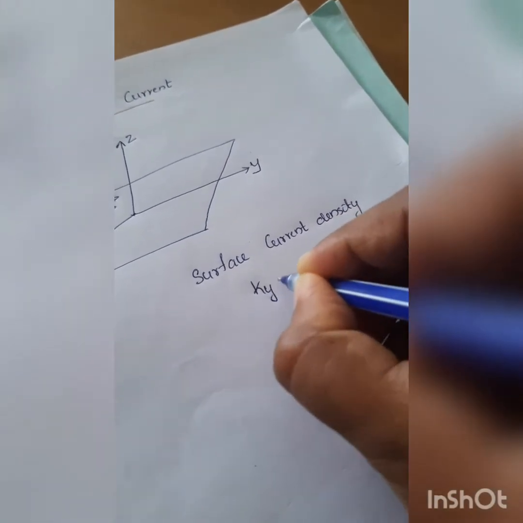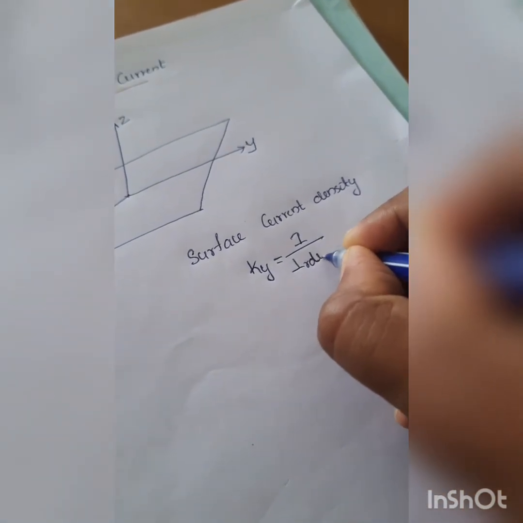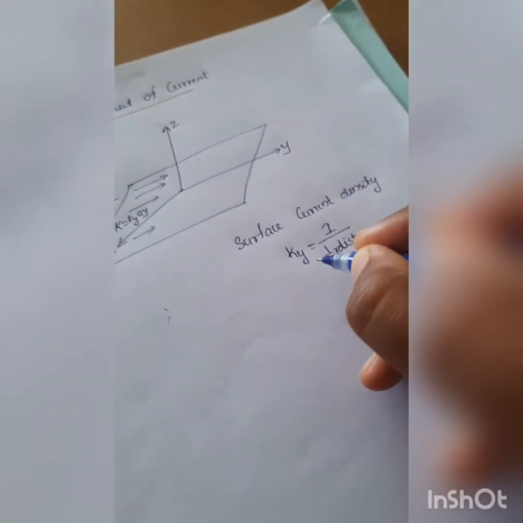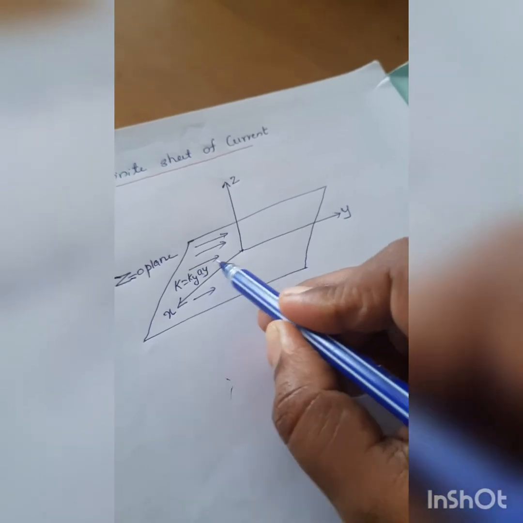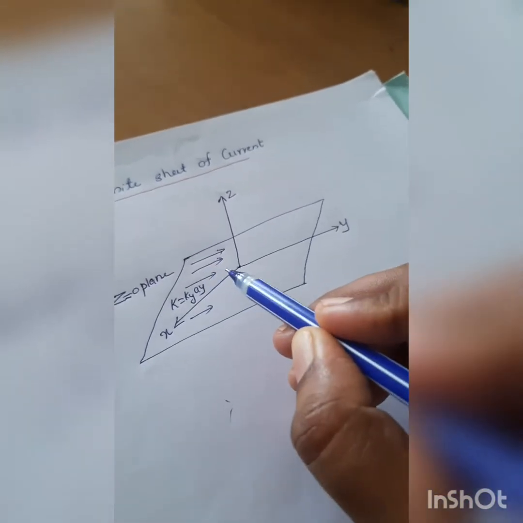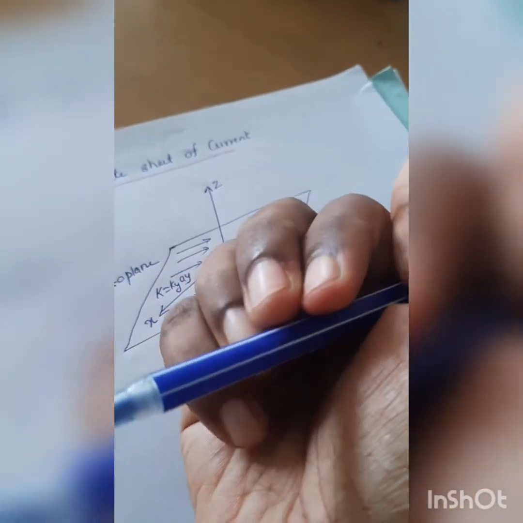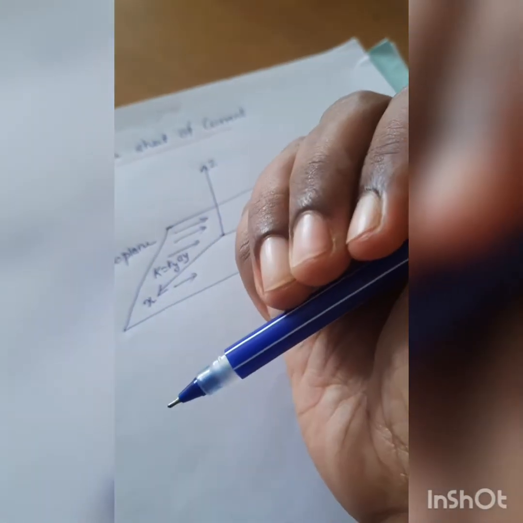Ky, which is equal to current I by perpendicular distance. And this current is flowing in the y direction. When we apply the right hand thumb rule, the flux lines will be above the sheet and below the sheet in concentric circles.